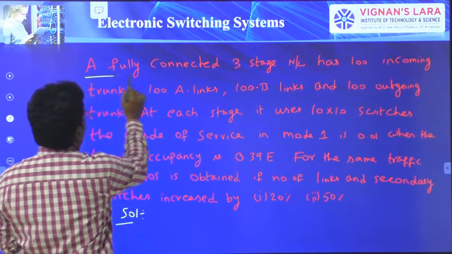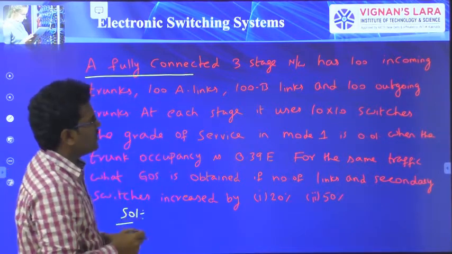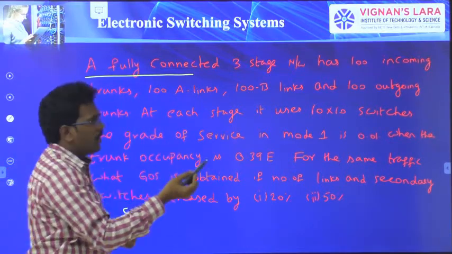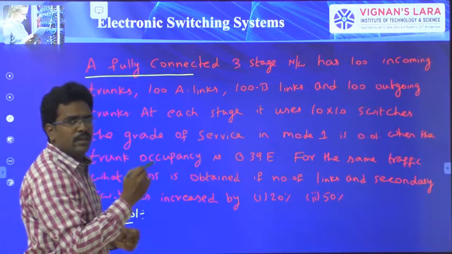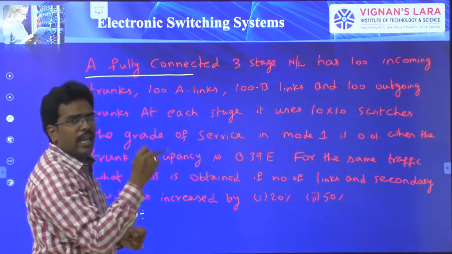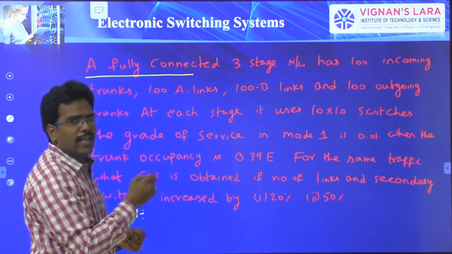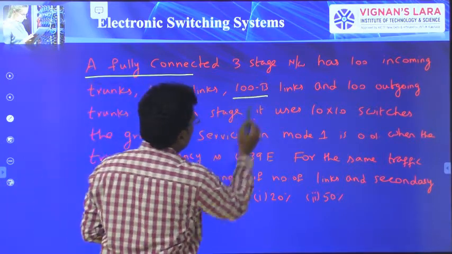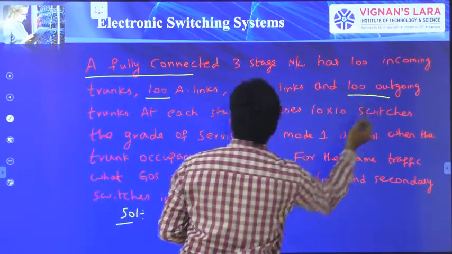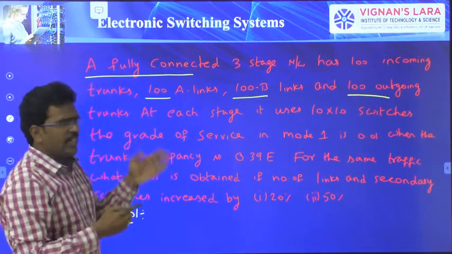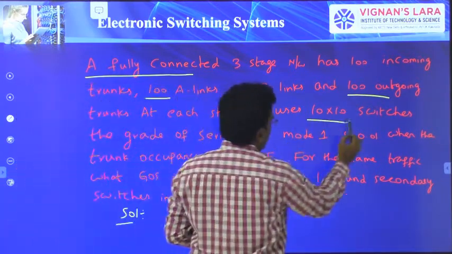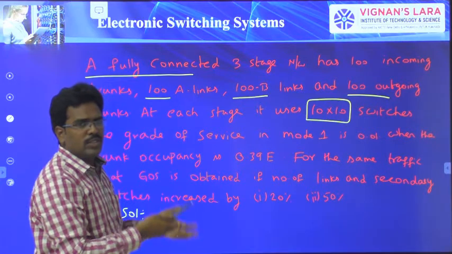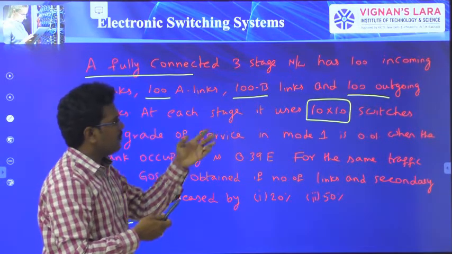So here a fully connected 3-stage network has 100 incoming trunks and 100 outgoing trunks, and you know that already a 3-stage switch requires 3 stages, that means A links and B links. Stage 1 to 2 is A links and stage 2 to stage 3 is B links. So they are given as 100 A links and 100 B links and 100 outgoing trunks. And one more point they gave is, in each stage they are using 10 cross 10 switches. Primary switch size, secondary switch size as well as tertiary switch size is 10 by 10.